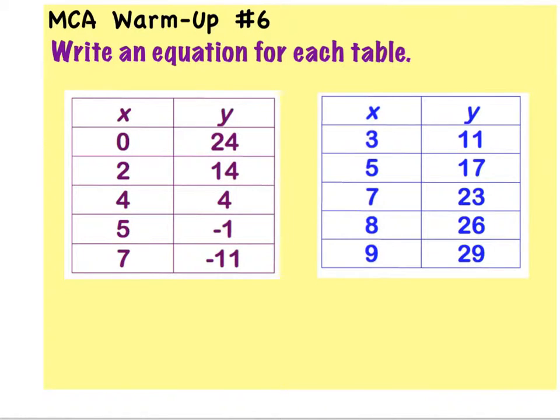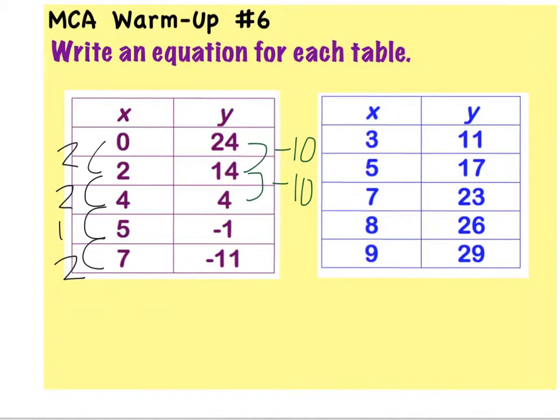We have a change in x here of 2, another change in x of 2, then we see a change in x of 1, and a change in x of 2. So we have to look at the corresponding change in y. If we look at the y side, we can see that the change from 24 to 14 is minus 10. And then from 14 to 4 is another minus 10. From 4 to negative 1 is a minus 5. And from negative 1 to negative 11, it's another minus 10.